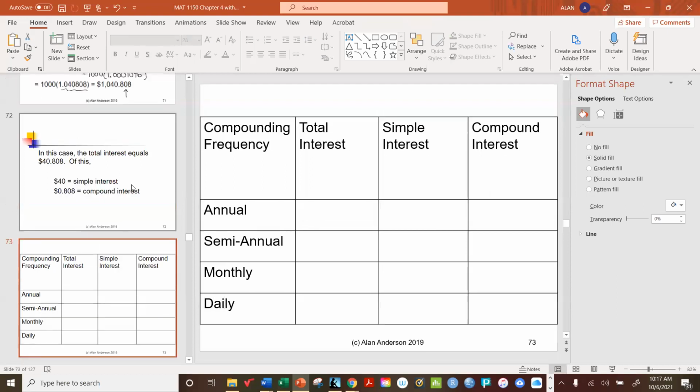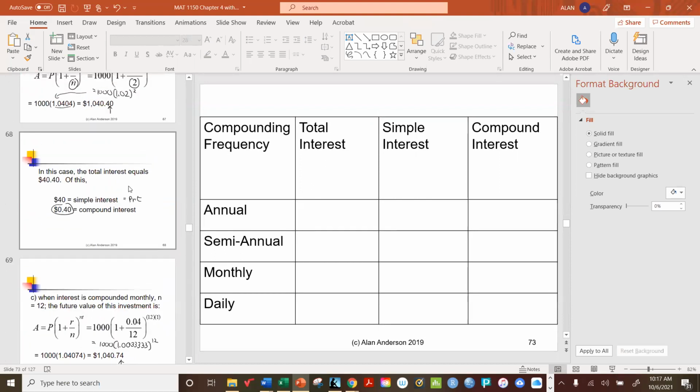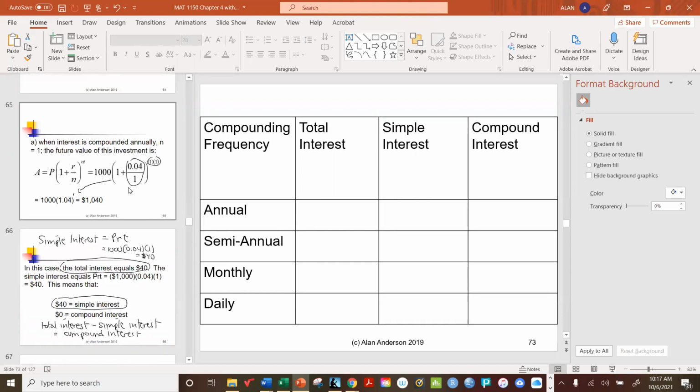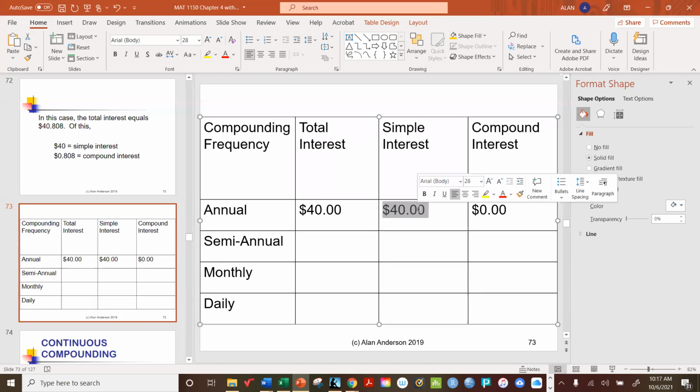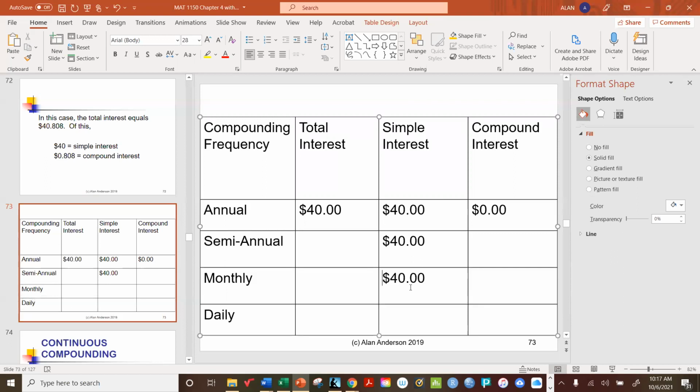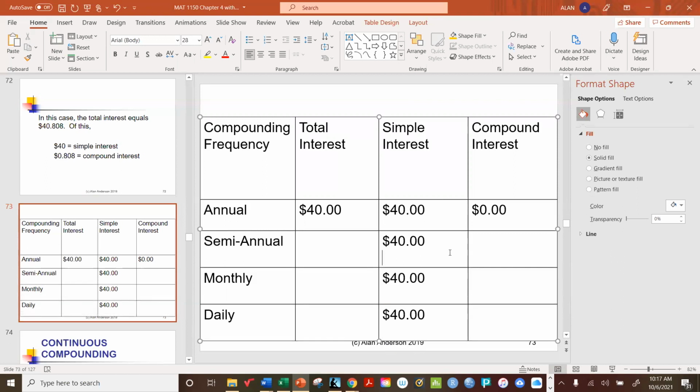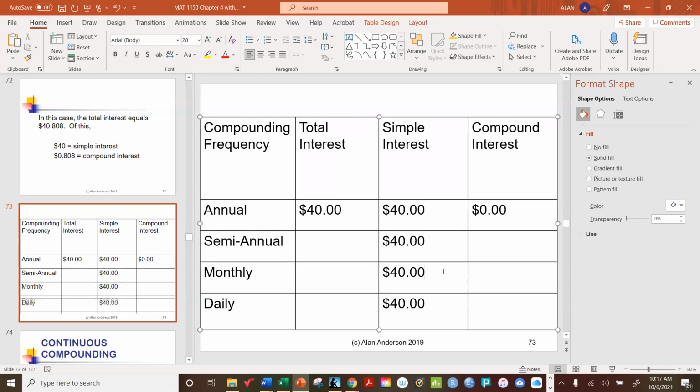Okay, so if you recall, let's go back and read. I'm just going to throw in here the numbers that we got. So in the first case, we have 40, of which all of it was simple, and the rest was compound. Now this one I can just copy. I don't need to change this. It's the same no matter what the compounding frequency is. These are the ones that will change.